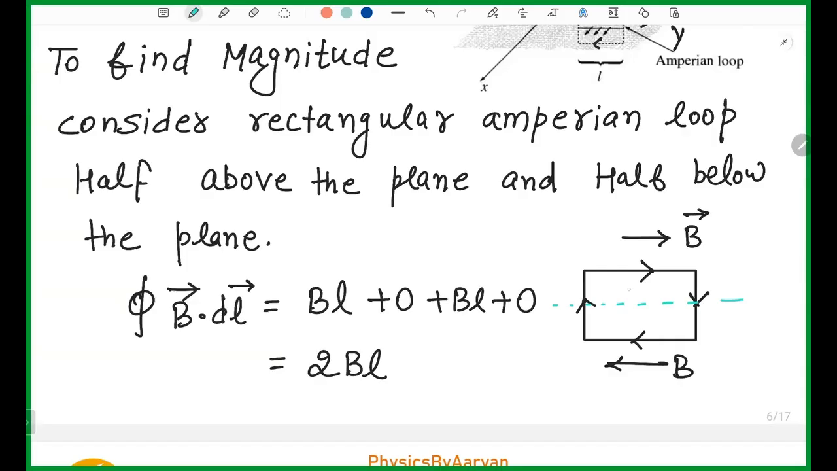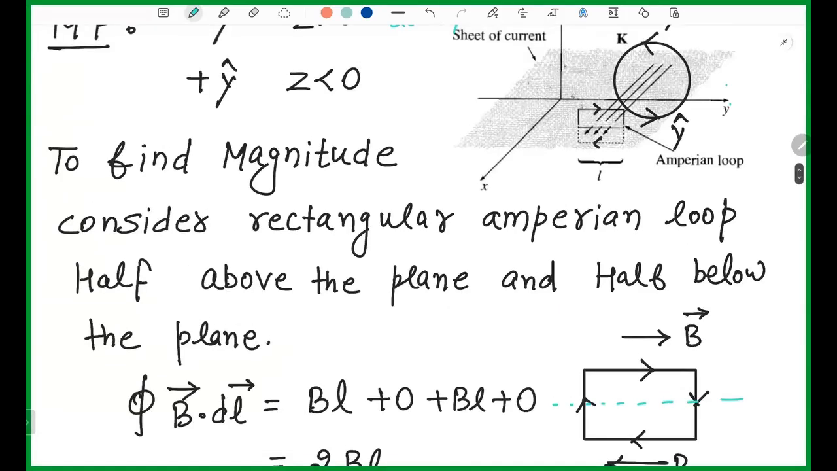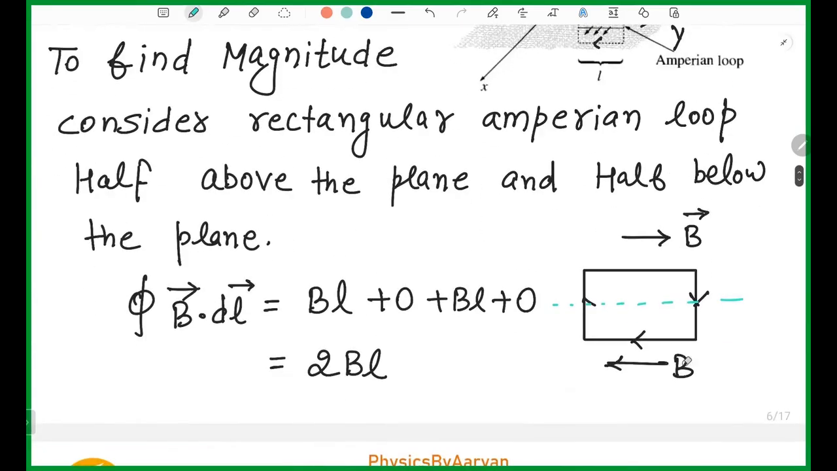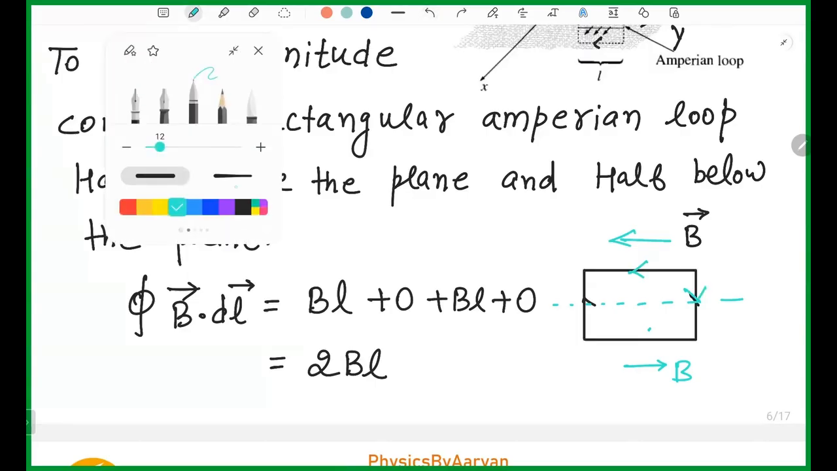You can clearly see above the plane your... I have made it reverse. Let me change the directions. Yes. So my magnetic field is in this direction. So I need to take like this. Sorry. Wait a second. Let me draw with the black pen.